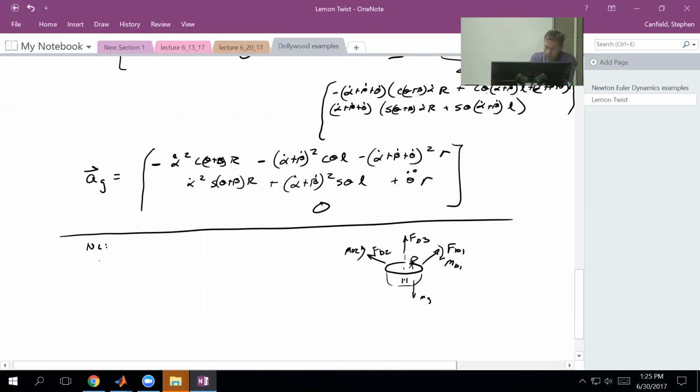So first we get some forces in the x, or the 1 direction. So we get FB1 equals m times negative theta dot squared cos theta plus beta r, cap R, minus alpha dot plus beta dot squared cosine theta L minus alpha dot plus beta dot plus theta dot squared little r. That's our first equation.